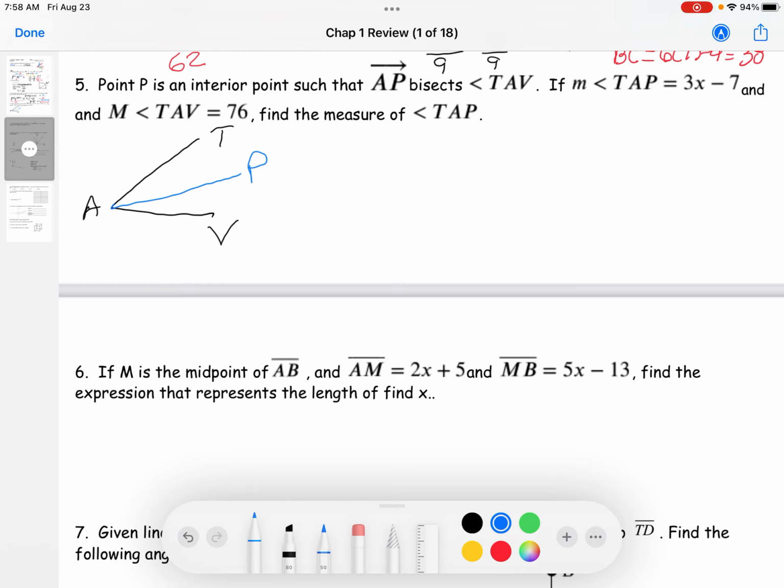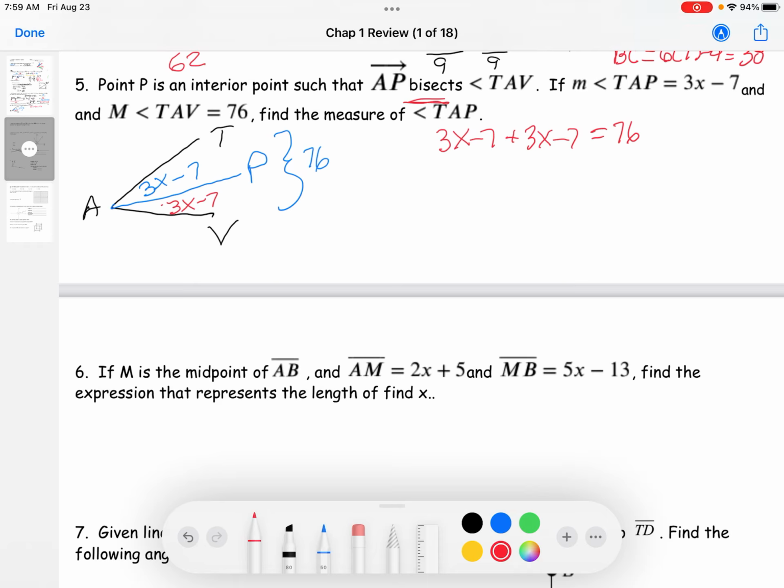So they want us to find TAP, if TAV, the entire thing, so this entire thing, is 76. Okay, half of it, TAP, is 3x minus 7. So that's what's going to go here. Okay, and like on a previous problem, this bisects, so it cuts the angles in half, so both halves are equal to each other. So both halves are equal to 3x minus 7. So we're going to add the 3x minus 7s together. Okay, there's going to be 2 of them, so 3x minus 7 plus 3x minus 7 equals 76.